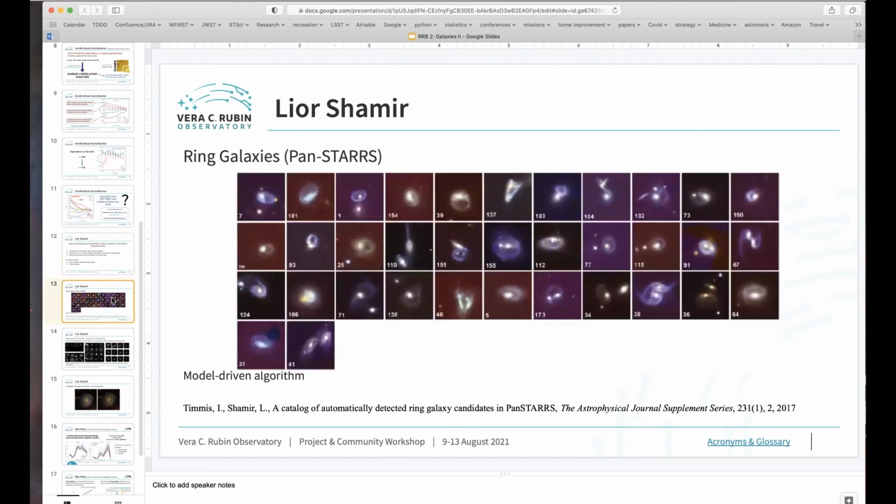Some objects are rare, but we know their shape, and we can use that to train either a machine learning algorithm or another algorithm to find them. The example in this slide is ring galaxies in Pan-STARRS. Those galaxies were identified automatically, as part of a large catalog of ring galaxies, by an algorithm. So an algorithm was able to produce a fairly clean catalog automatically. That would have taken an unmanageable amount of time if we tried to do it manually. Next slide, please.